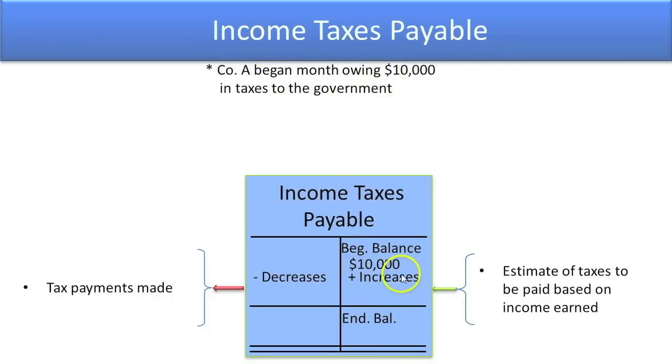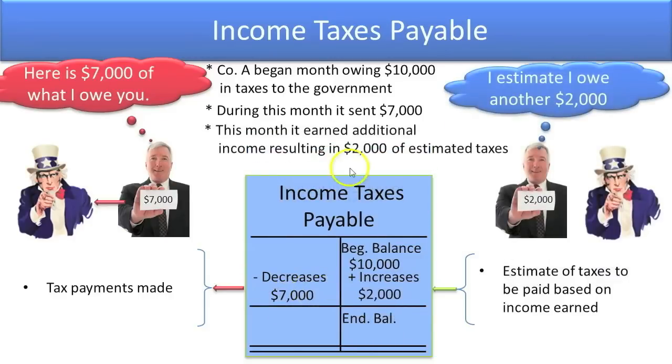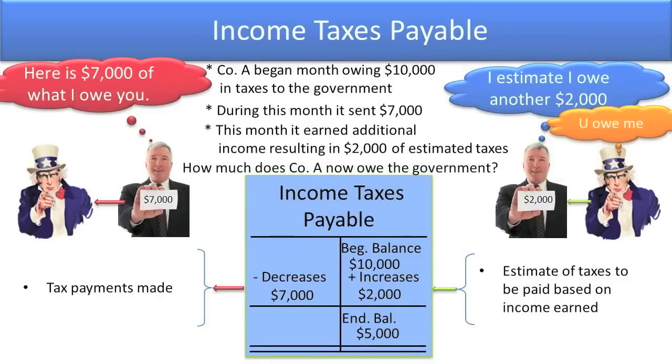During the month, it sent $7,000 to the government of the amounts it owed, thus decreasing the income taxes payable. So we're down to $3,000 now. This month, it earned additional income resulting in $2,000 of estimated taxes. We were down to $3,000, but we increased it by another $2,000. That puts us up to $5,000 in income taxes payable.